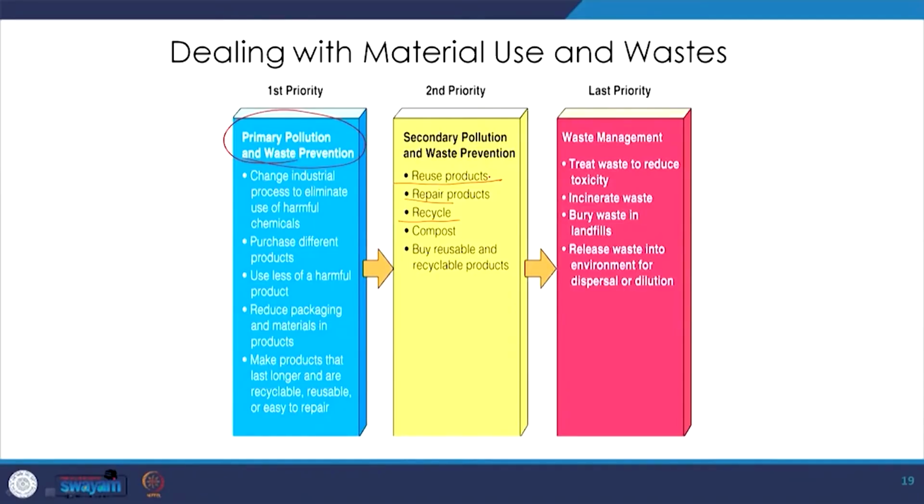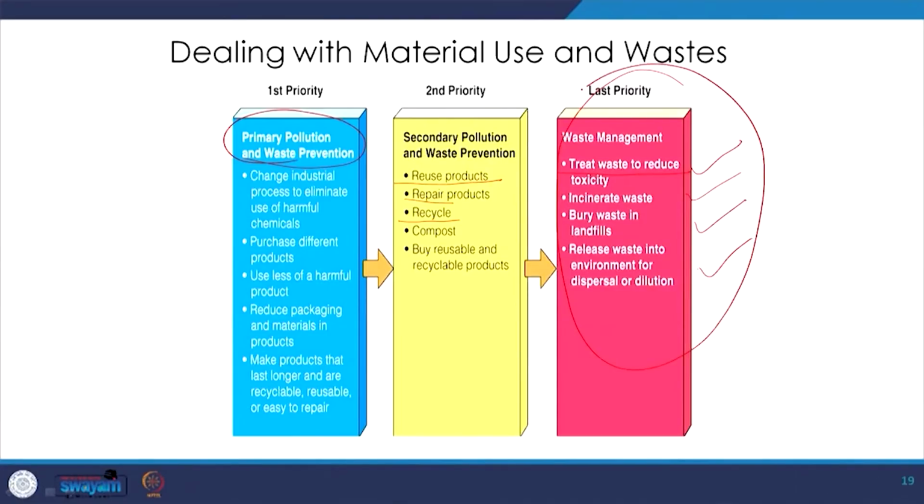And the last priority is that we treat the waste to reduce the toxicity, or we incinerate it or bury it in the landfills, or we release the waste into the environment for dispersal or dilution. We should avoid all of this. Our priority should be to reduce or to recycle and reuse, and there should not be any waste which should actually be going into the environment through any of the means.